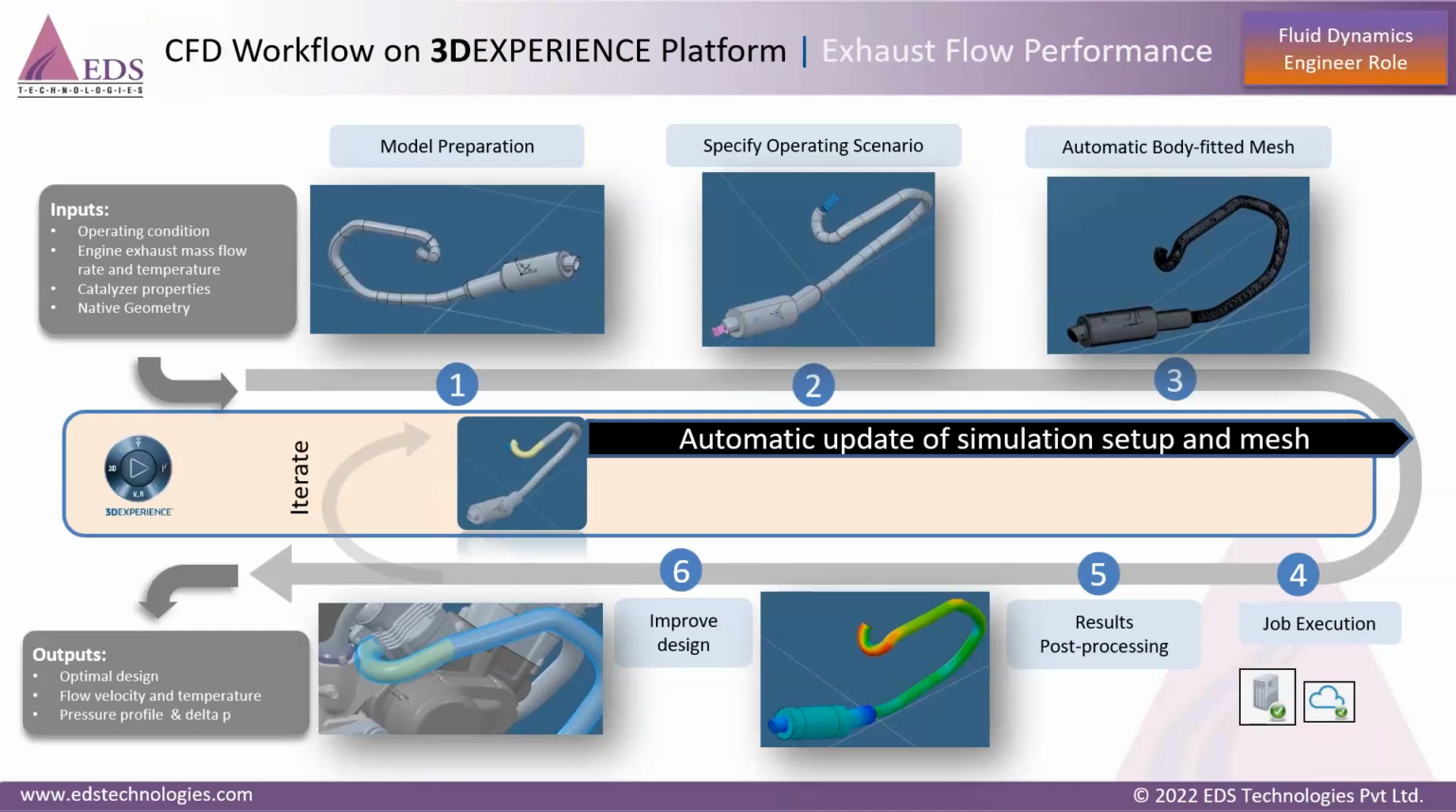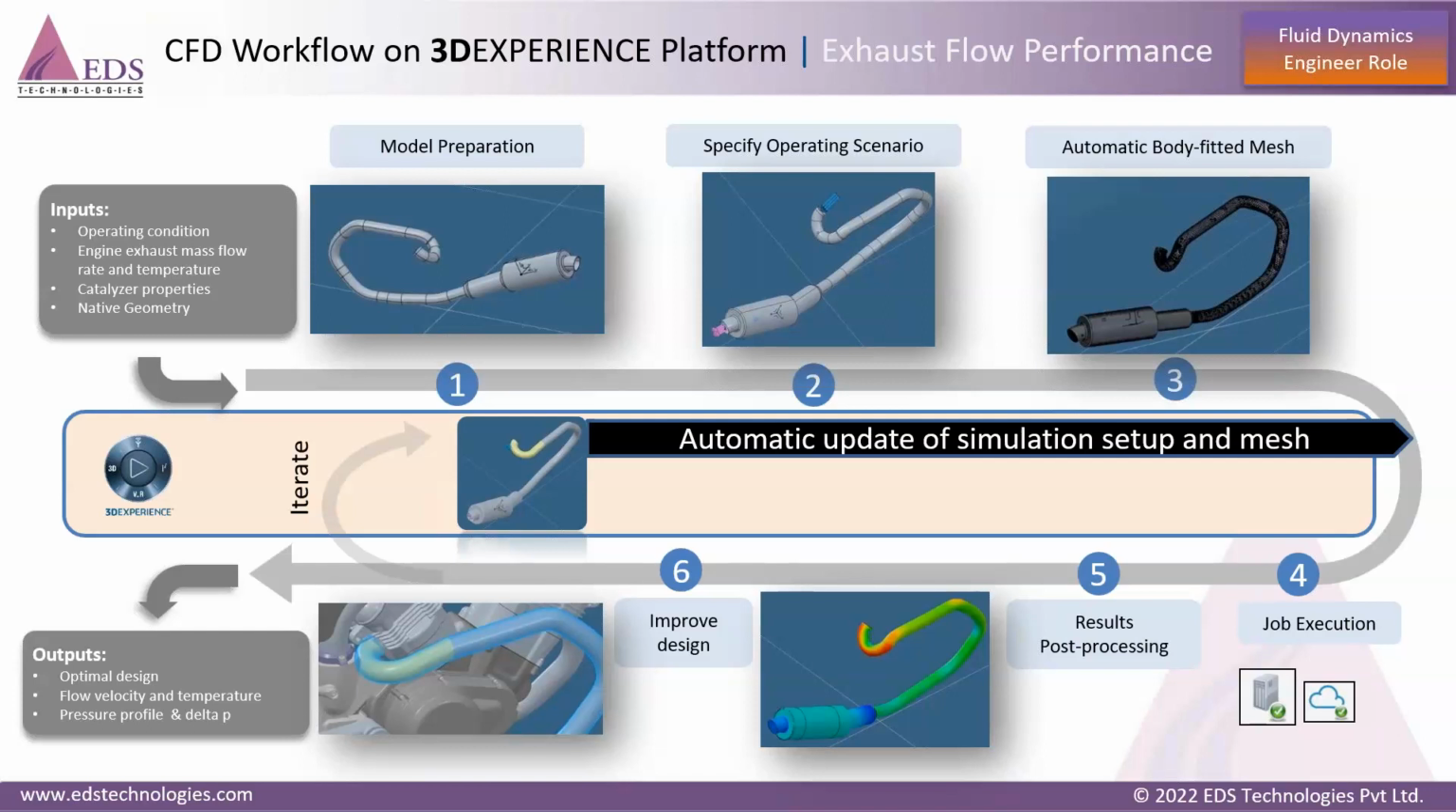Then we specify the operating scenario. What would be my input? What would be my output? My material properties, my loads and boundary conditions, etc. Then there is an automatic body fitted mesh, which again the 3D experience platform does. And even though it is automated, as a user, you still have the freedom to choose the element size. If you want to change the density of the mesh in a confined boundary, you can also do that.